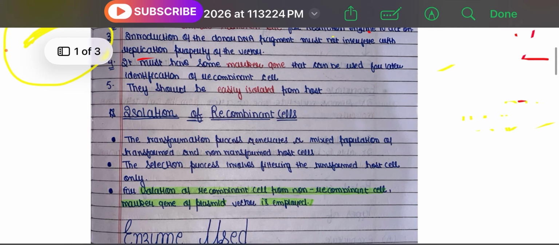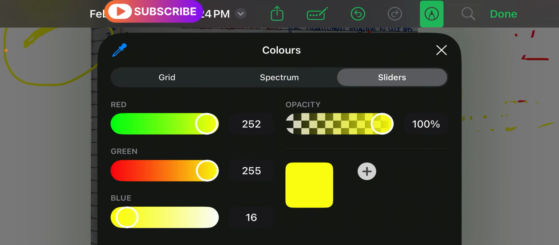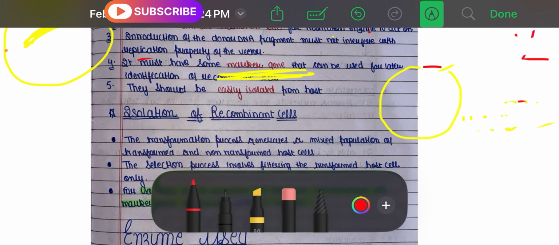Now the fourth important property is the marker gene. What is the marker gene? Let us say this is my plasmid and it has my gene of interest somewhere here. And second, I have the plasmid.